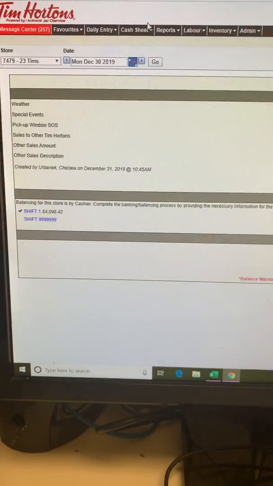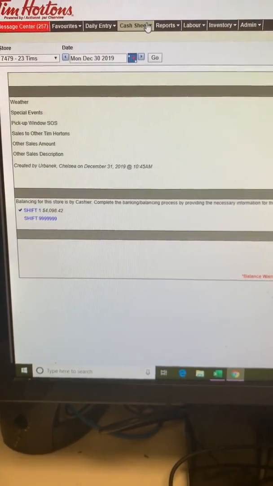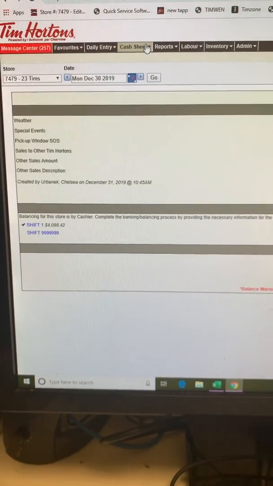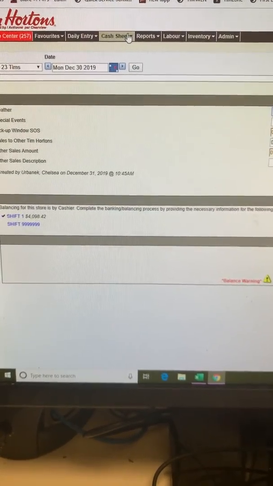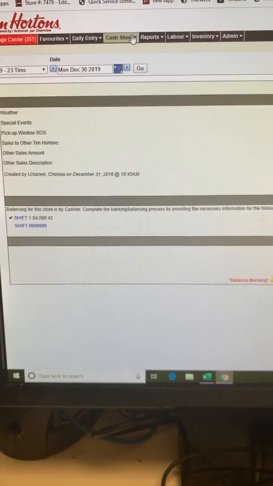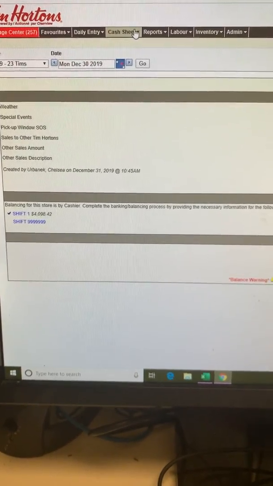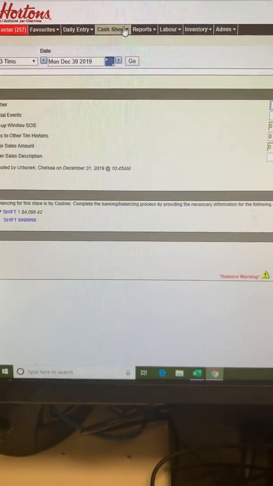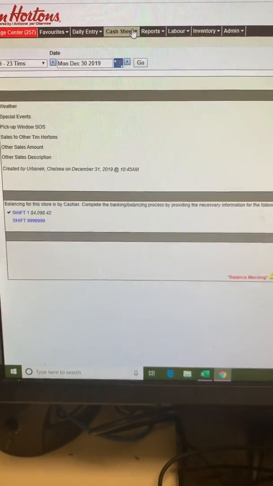Now, some of you may not do this, but if there is a fast cash, what a fast cash is, it's not a refund, it's not a manager void. It's if someone accidentally cashed out an order and they hit the 10 or the 20 and the people paid with a card. You want to print that receipt out and write fast cash on it and keep it in your drawer.